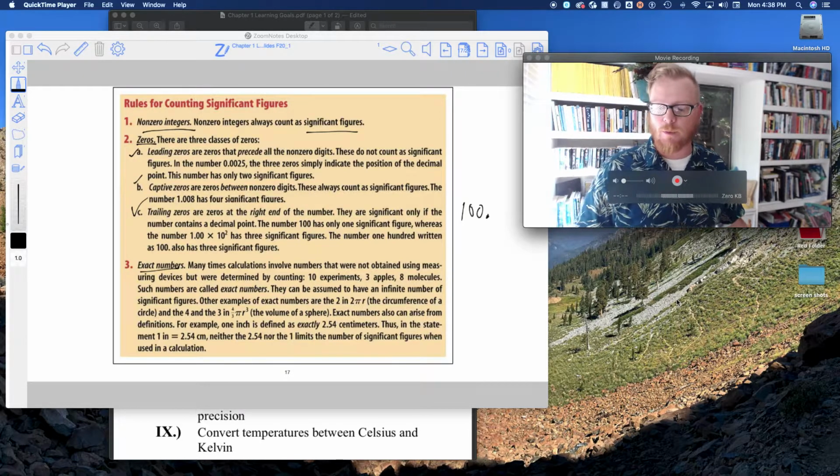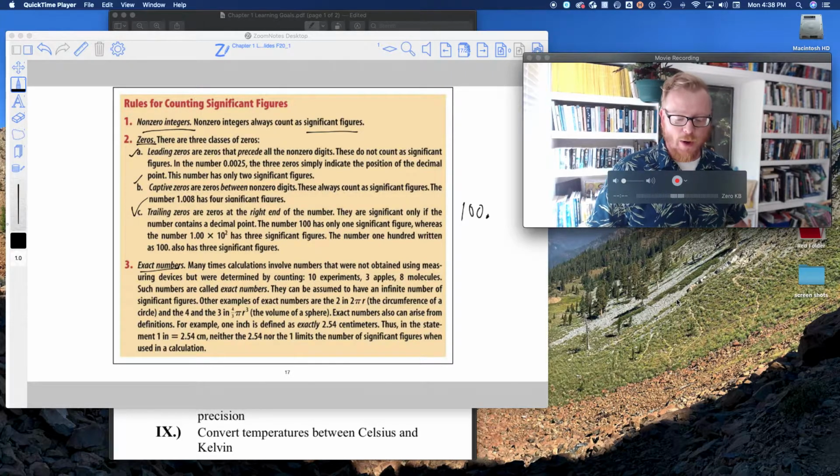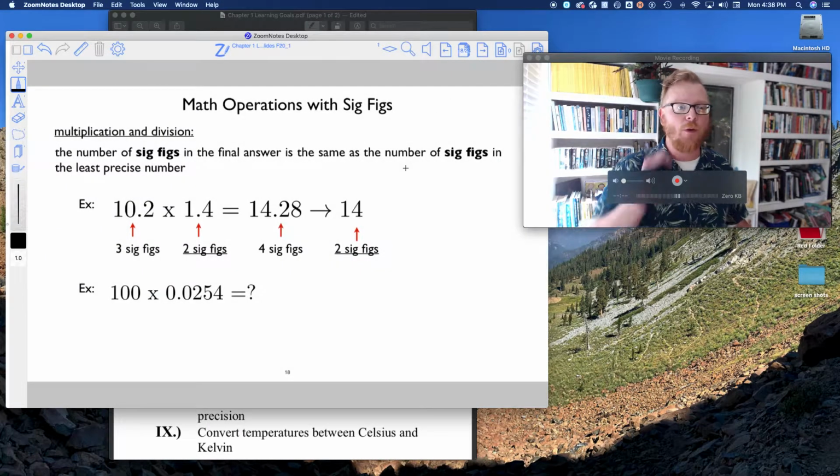So let's pick up right where we left off with significant figures. Hopefully you had time to review all this stuff. It's kind of a lengthy list, but I think it's better we learn it through application instead of just reading a bunch of definitions and rules. So let's move forward and do some examples, okay?